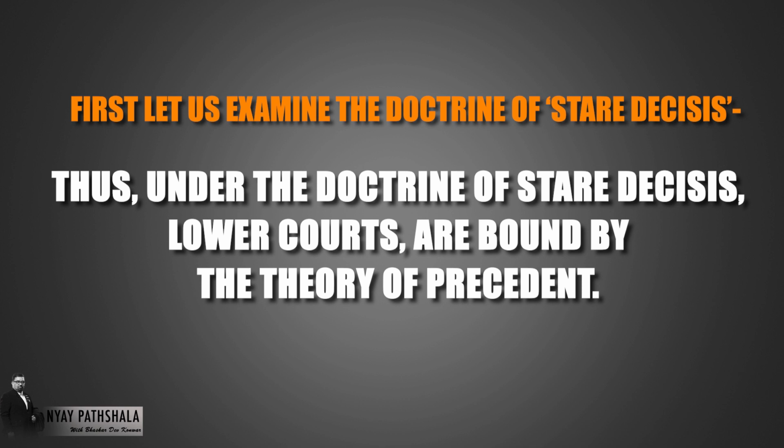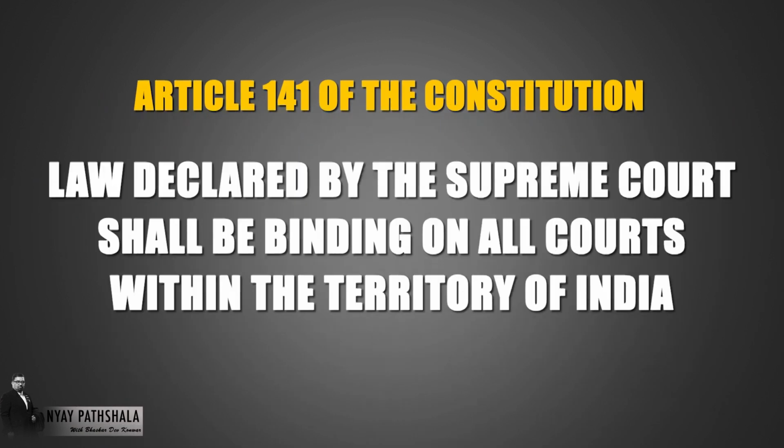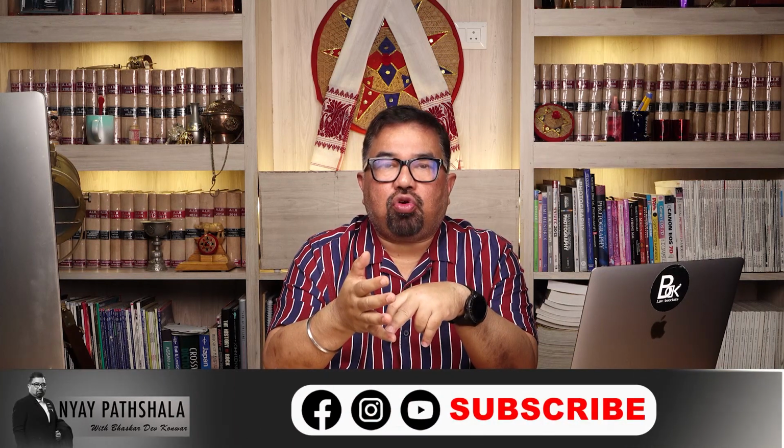First, let us understand from the point of view of the Constitution. Let us first look into Article 141 of the Constitution. Article 141 of the Constitution states that the law declared by the Supreme Court shall be binding on all courts within the territory of India. That means if a law is declared by the Supreme Court, it is bound to be followed by the High Court and the courts below the High Court.